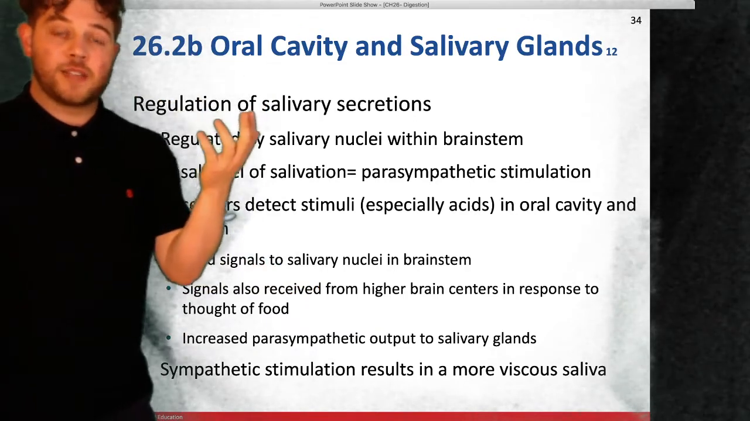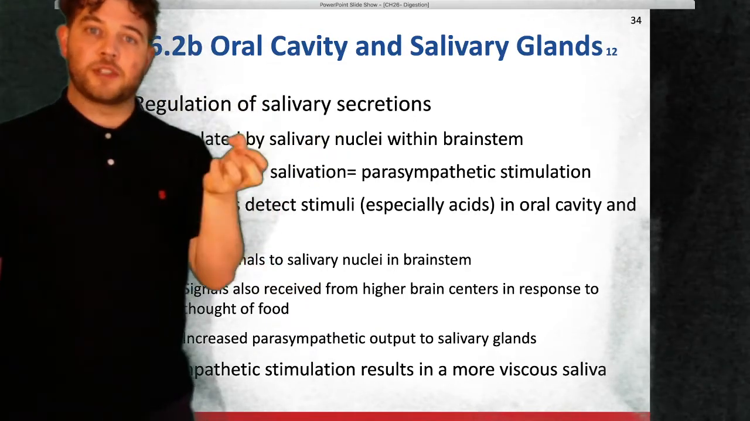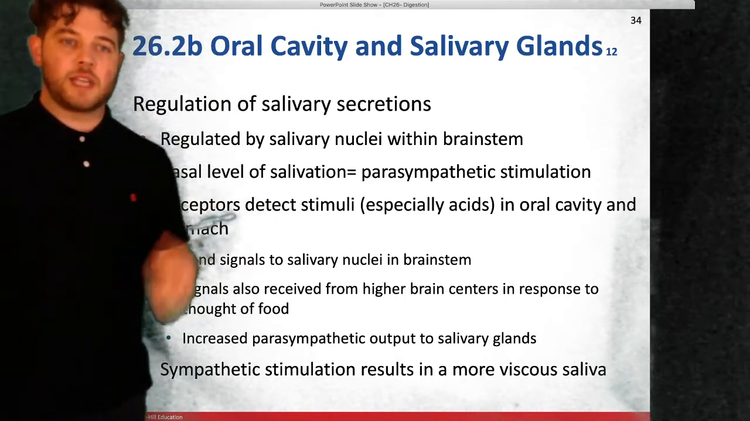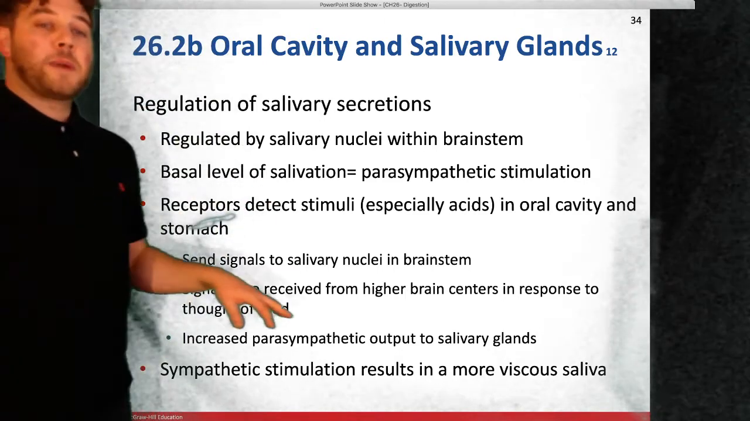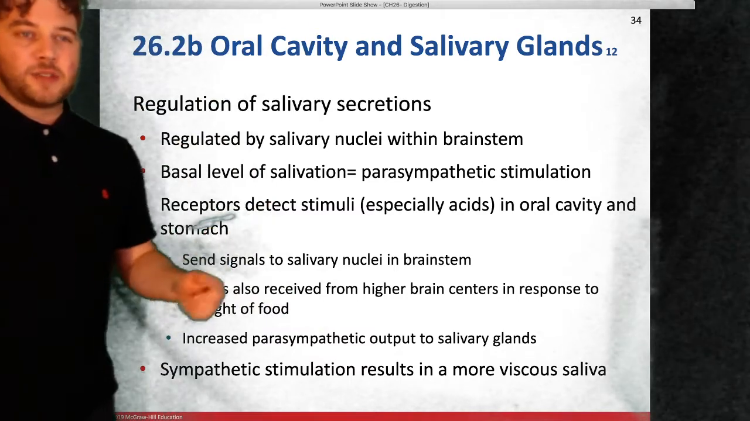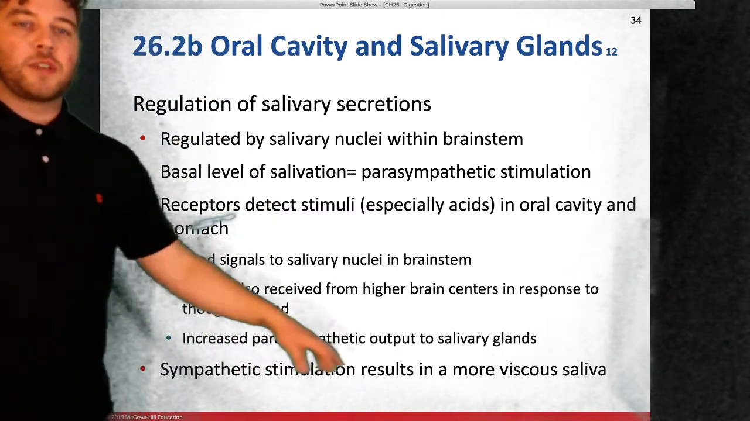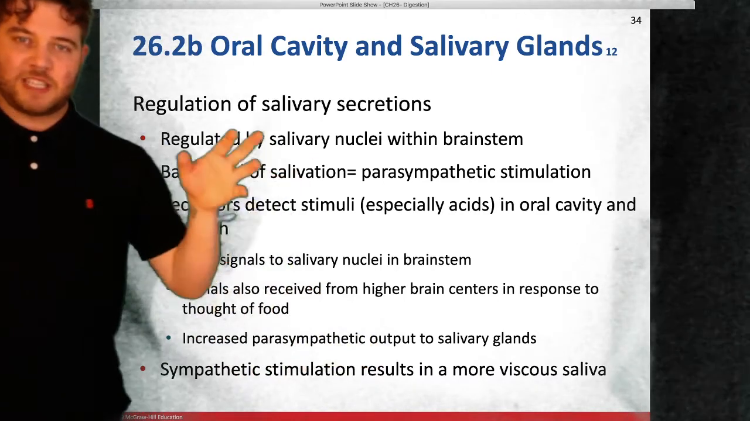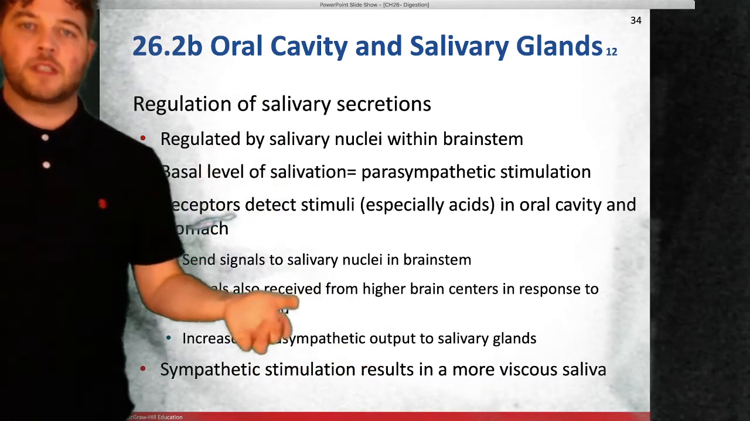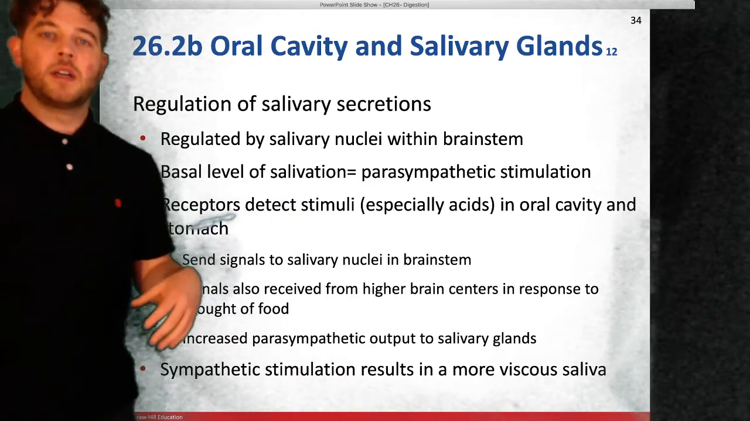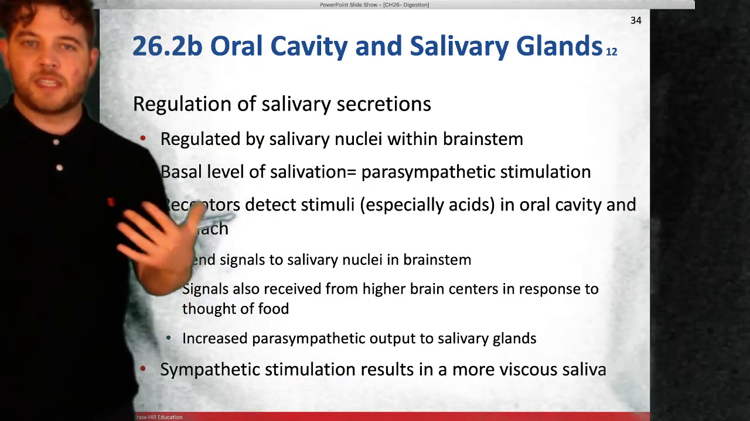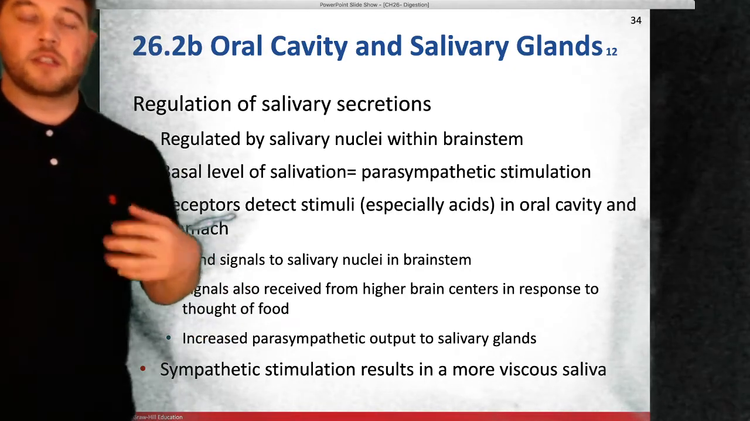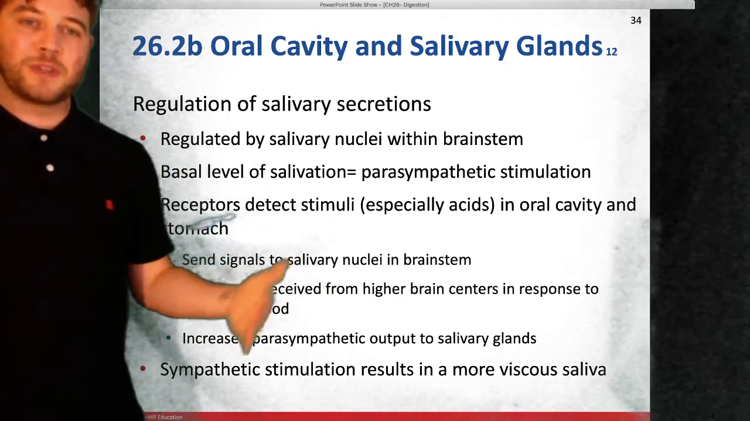So it's that idea of, you see a commercial and all of a sudden your mouth just starts watering. Thinking about food really does produce that. Increased parasympathetic output to salivary glands is going to increase those secretions. Sympathetic stimulation results in a more viscous saliva. This goes back to the basic function of the sympathetic nervous system, which is to retain water. So when our sympathetic nervous system is activated, it is going to reduce the amount of watery fluid produced by those serous glands.